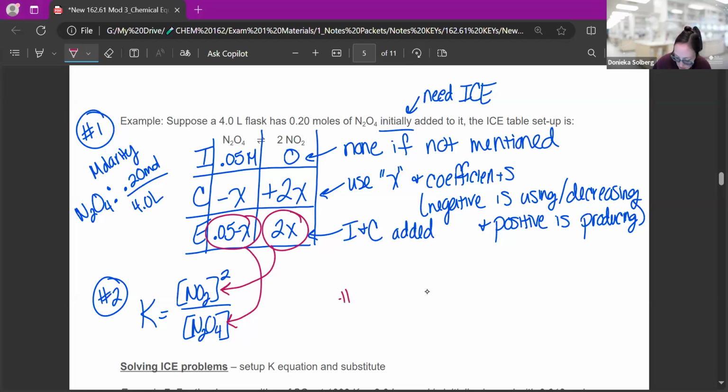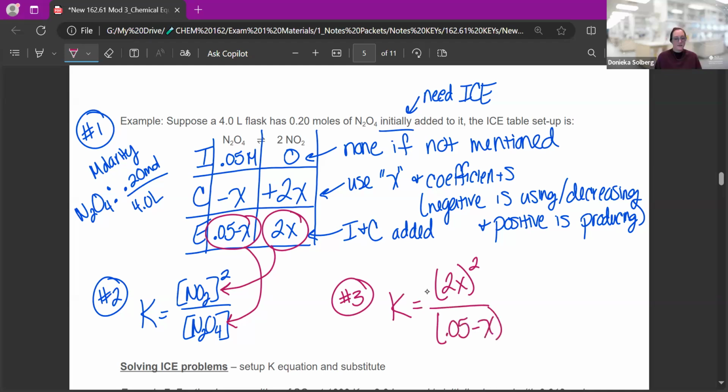So step number 3, I guess you could say, looks like this. K is, and I'm going to plug in my terms of X. So that is 2X, still squared. Just plugged it in there. And then this one is 0.05 minus X.